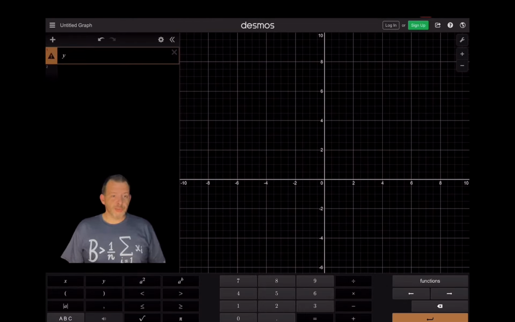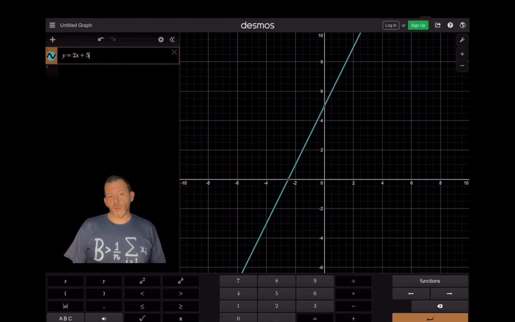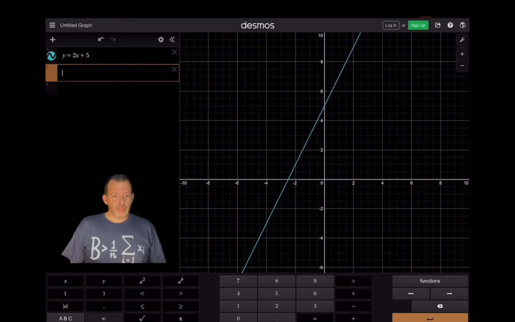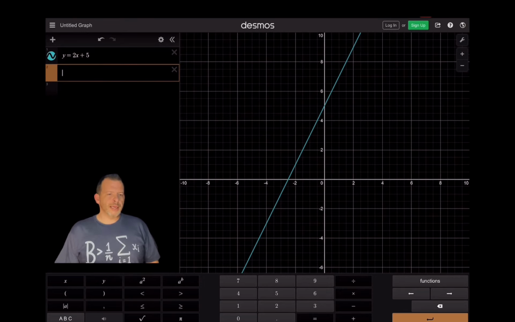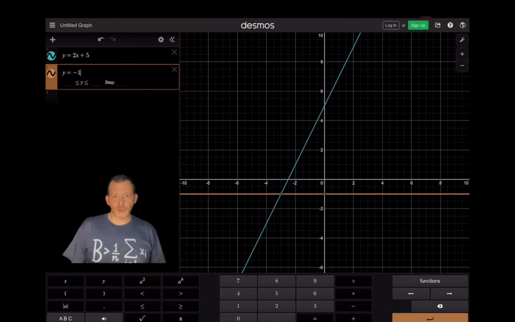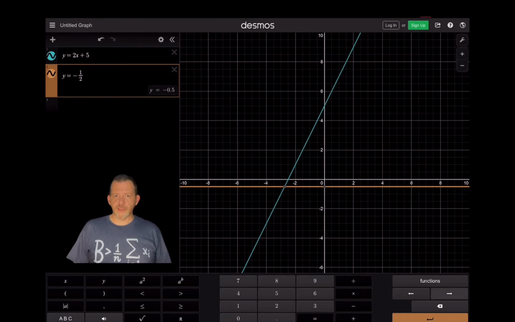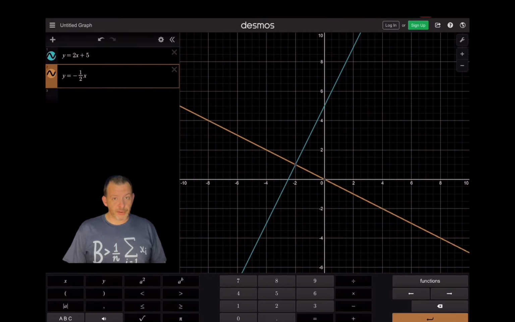Okay, let's use Desmos to graph some lines. I'm going to plot y = 2x + 5, which has a y-intercept of 5 and a slope of 2. The next line I'll graph will be y = -1/2 x + 5. Now the reason I chose this one is because it has a slope that is the negative reciprocal of the first one that I graphed, and therefore it should be perpendicular to the line that I just graphed. I also chose a y-intercept of 5, so they'll cross each other at the y-axis.